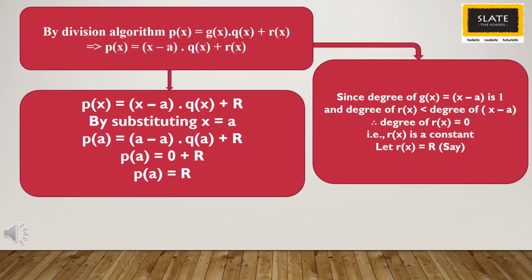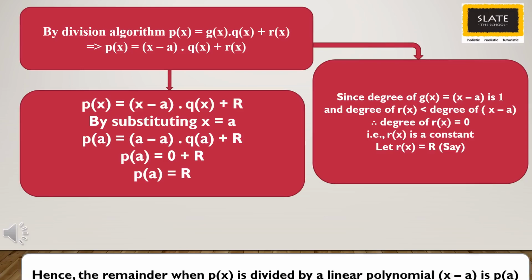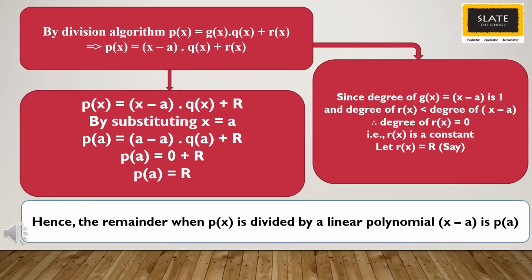We get p of a equal to (a minus a) into q of a plus capital R. a minus a is 0. 0 into q of a will become 0. 0 plus capital R gives you capital R. So the remainder capital R is p of a. Hence, the remainder when p of x is divided by a linear polynomial x minus a is p of a.